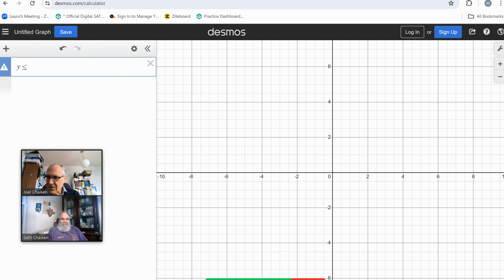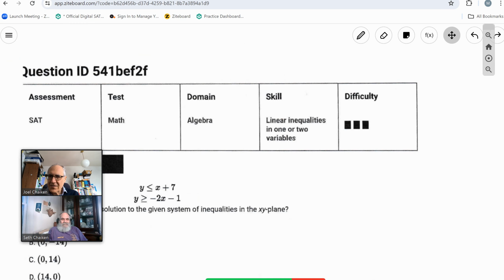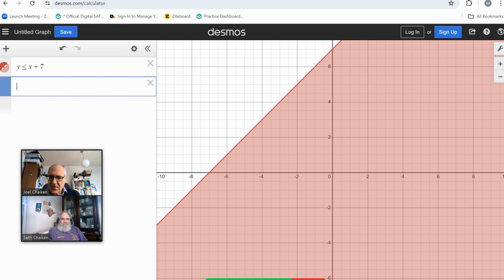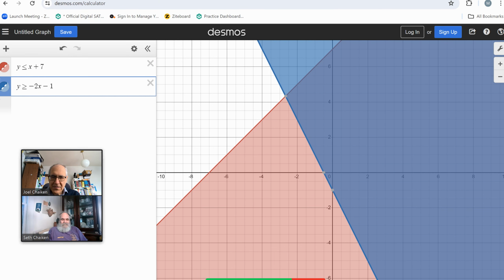less than or equal to x plus 7. So that's very nice. This is not a bad way to do it. Wait, I forgot which one. Oh, and this one is greater than. Okay. And this one, y is greater than or equal to negative 2x minus 1.